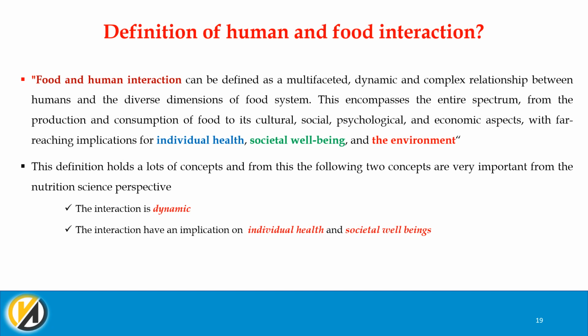Actually, this definition holds lots of concepts, and I will not discuss every detail of the concepts within it. However, for the sake of our nutrition discussions, I will take two important concepts from this definition and discuss them a little more. Food and human interaction is dynamic. The interaction of food and humans has implications for human health and societal well-being. So we will discuss these two important concepts in this video.